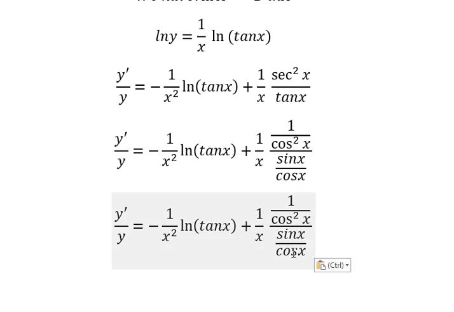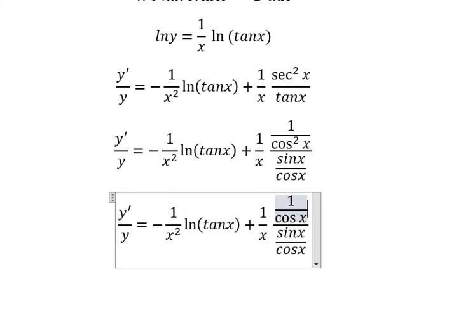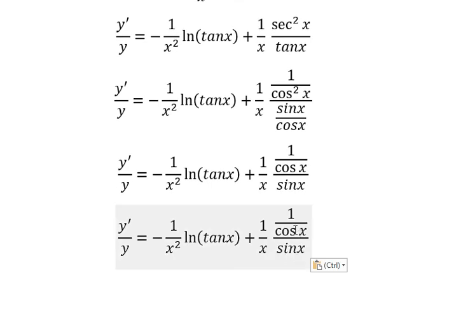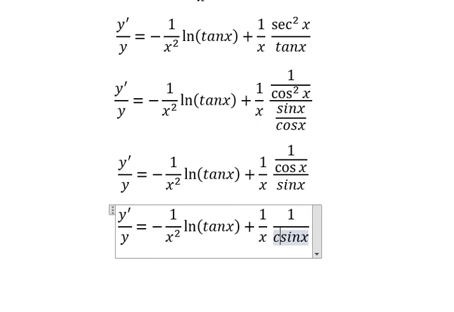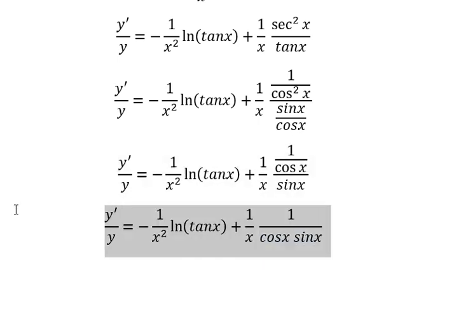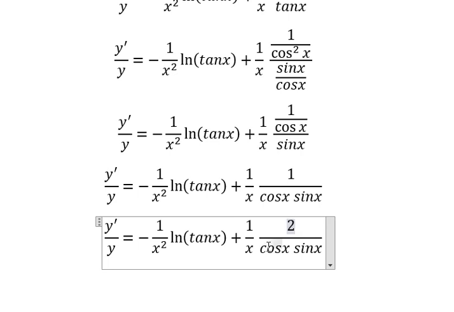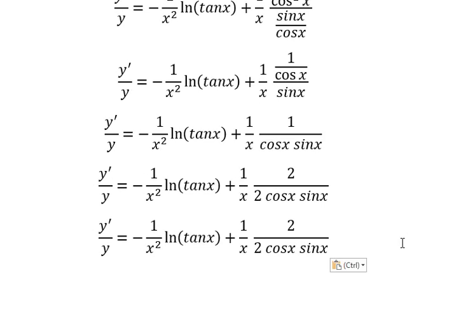Cosine s divided by cosine s. So we have 1 over cosine s and sine s. So cosine s will go to the denominator. So I will put number 2 on the numerator and denominator. And this one in here is sine 2s.